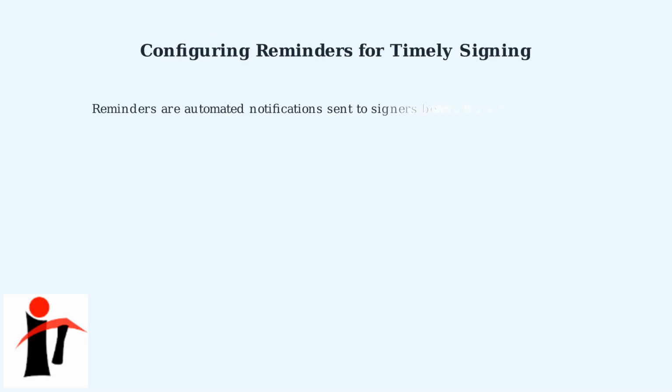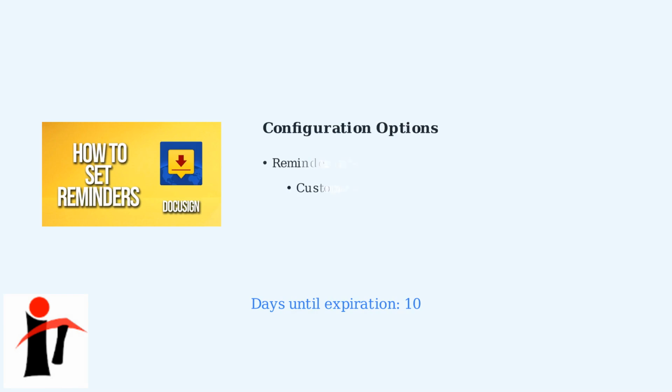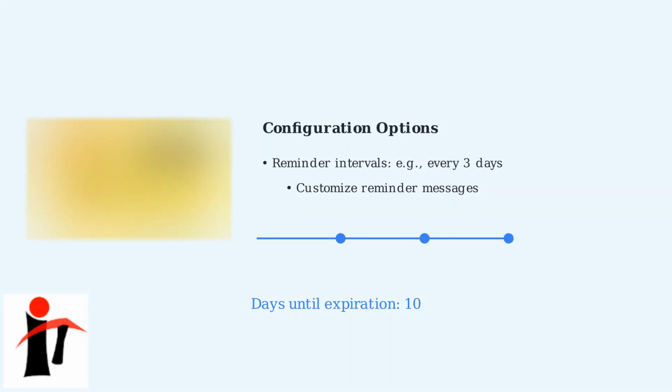Reminders in DocuSign are automated notifications sent to signers before the document's expiration date. These help ensure timely completion of signing processes. To configure reminders, set intervals such as every 3 days, and customize the reminder messages to fit your needs.